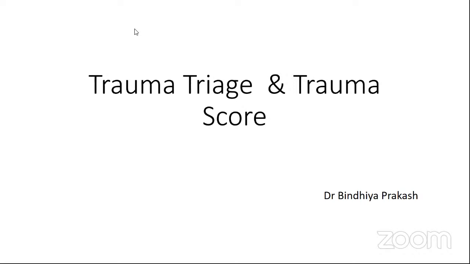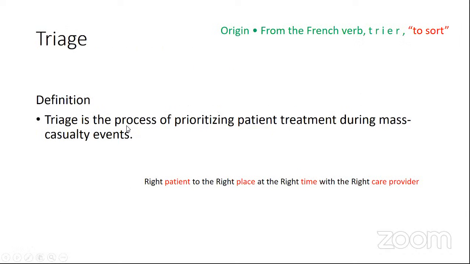Good morning, everyone. I'll be discussing trauma triage and trauma score. So we'll start with trauma triaging and with the definition. Triage is the process of prioritizing patient treatment during mass casualty. It is defined as during a mass casualty, but it is not said that it is only done in mass casualty.